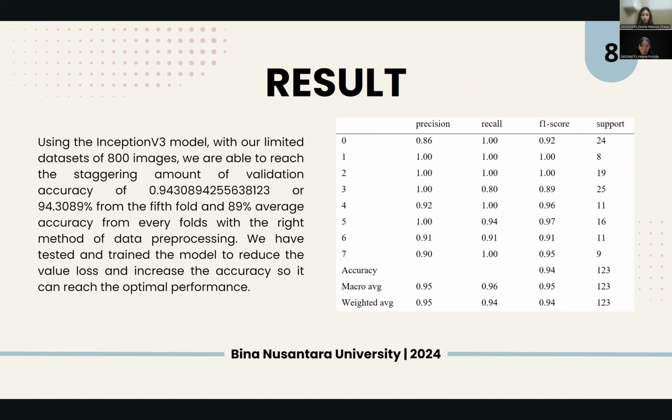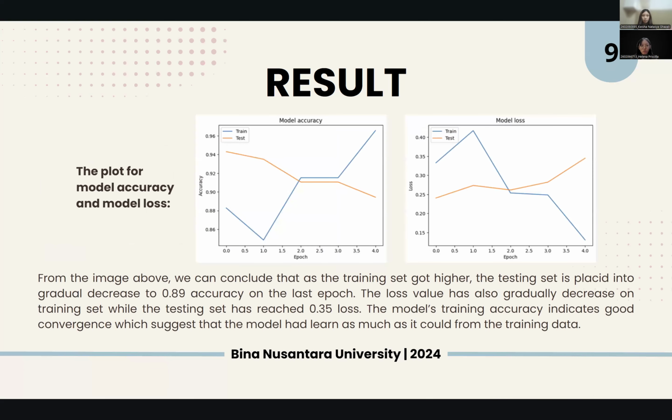Next, I'm going to explain the results. Using the Inception V3 model, with our limited dataset of 800 images, we're able to reach a staggering validation accuracy of 0.9438942556381123, or rounded, 94.3% from the fifth fold, and 89% average accuracy from every fold, with the right method of data preprocessing. We have tested and trained the model to reduce the validation loss and increase the accuracy so it can reach optimal performance.